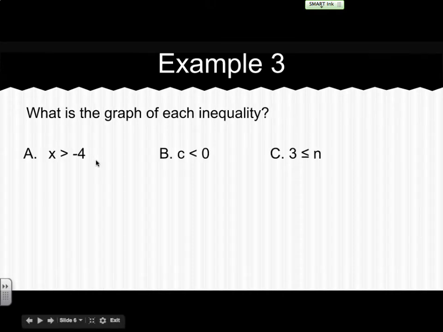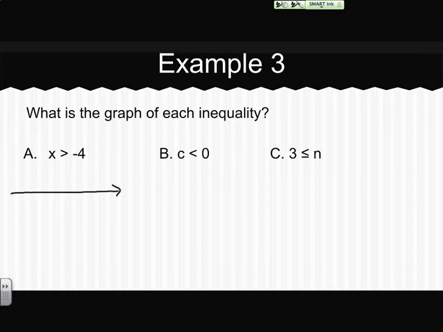Okay, it says, what is the graph of each inequality? So I have x is greater than -4. Now, when you graph this for me, we have 0, -4, and let's say -5. I don't need a precise graph, but I do need numbers on both sides of the number that we're looking at. Since we're looking at -4, I want numbers on each side, on the right and the left.